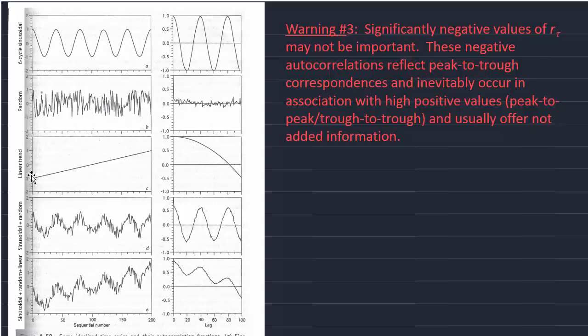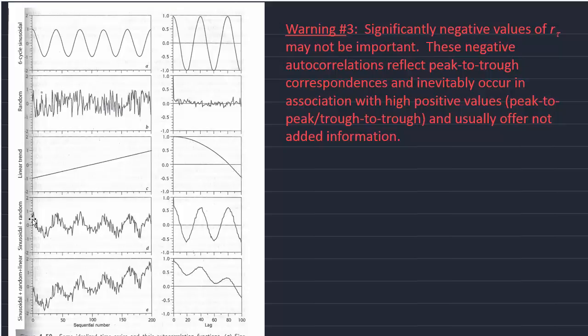The third example is a sequence with a perfectly linear increase in some value. And you can see that the autocorrelations are very high and also show a gradual monotonic decrease away from zero lag.